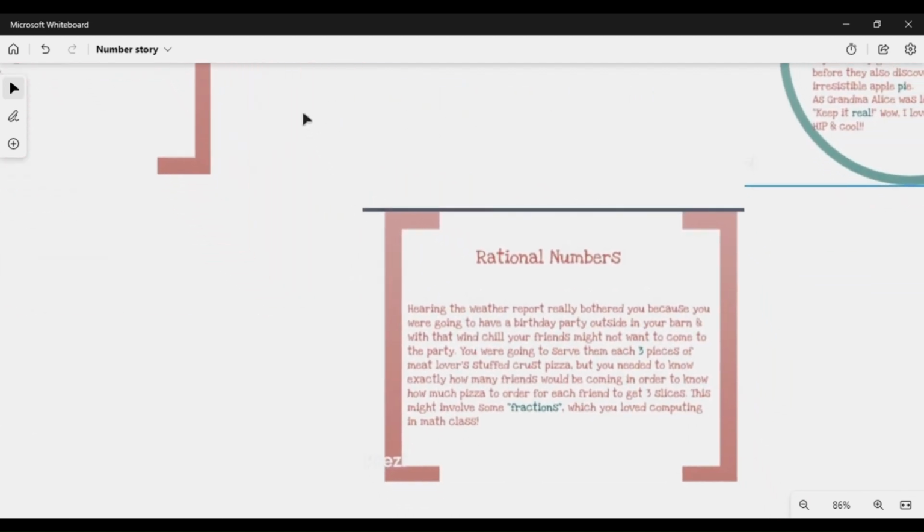Next, you are growing up. Hearing the weather report really bothered you because you were going to have a birthday party outside in your barn, and with that wind chill, your friends might not want to come to the party. You were going to serve them each 3 pieces of meat lovers stuffed crust pizza, but you needed to know exactly how many friends would be coming in order to know how much pizza to order for each friend to get 3 slices. This might involve some fractions, which you loved computing in math class. Fractions. Now, here fractions come.